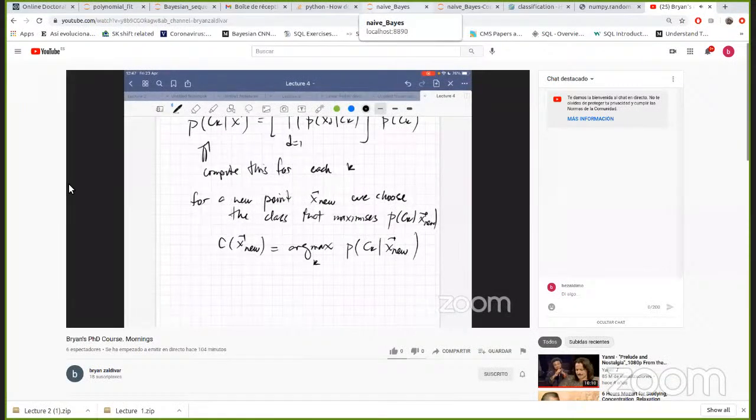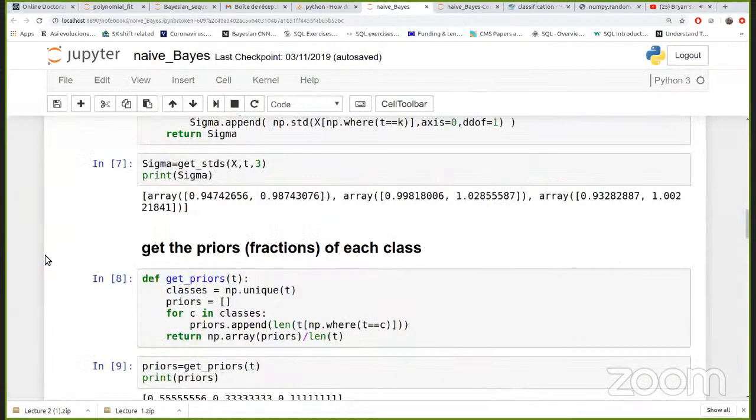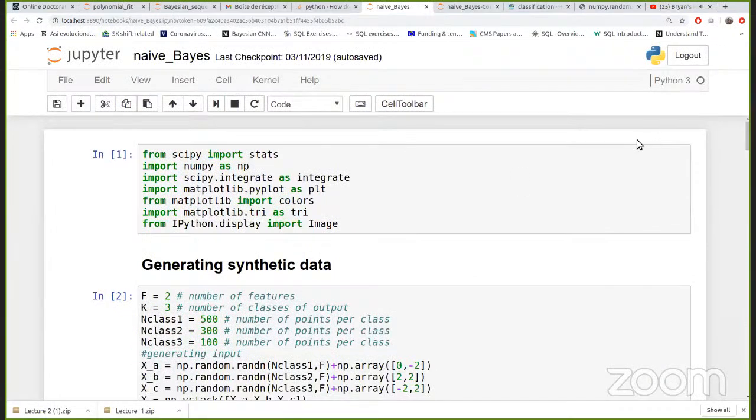This one. Do you see the screen? Yes, yes, we do. Okay.